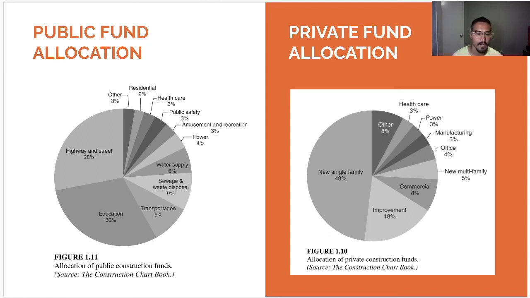So let's look at public and private funding allocation. Now I know these 2 pie charts have a lot of information, but the only things that you need to take away is that public funding allocation, the majority of it goes to highways and streets and education, and private funding allocation mainly goes to new single-family housing, which is 48%.